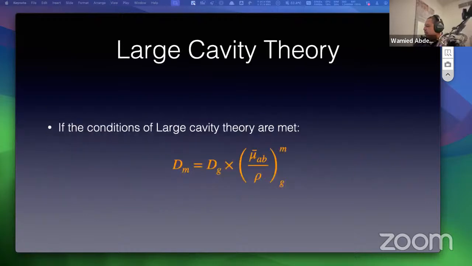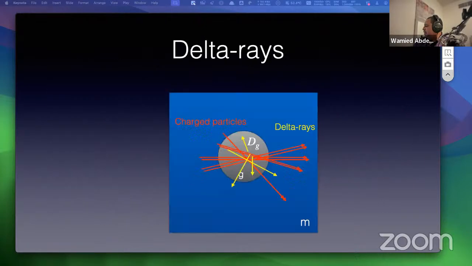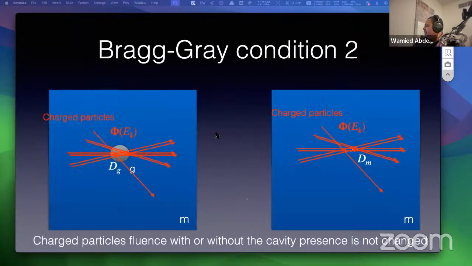This is a situation for a charged particle, but imagine if we had photons in this figure. The photons are basically producing these electrons. They interact in the medium and produce these electrons. These electrons are the ones that are going to be responsible for depositing the dose in the cavity. The photons will not interact in the cavity. They will not produce charged particles or electrons within the cavity.